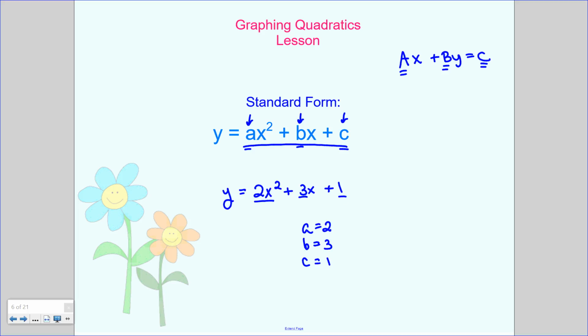The reason we need standard form is because we will be using formulas throughout this unit to help us find certain parts of these graphs, and we'll refer to these coefficients by using a, b, and c. And so when we say a times something, that should automatically lead you to, okay, what's the x squared term's coefficient? And that will be your a, and so on.